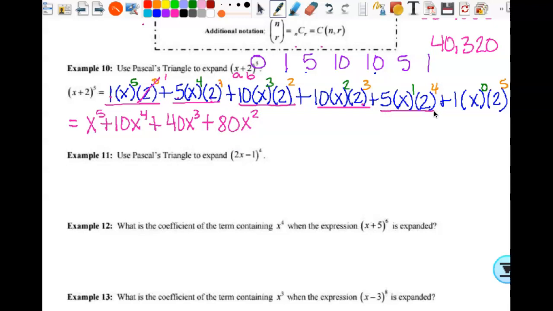Then here, what's 2 to the 4th? 16 times 5, 80x, plus 2 to the 5th, 32. So this is 32. What's x to the 0? 1, times 1 times 1, so that's just 32. All right. Any questions?